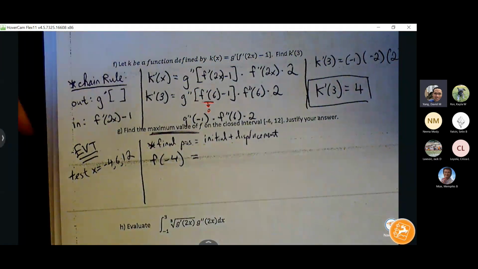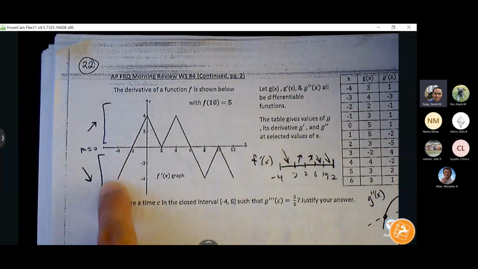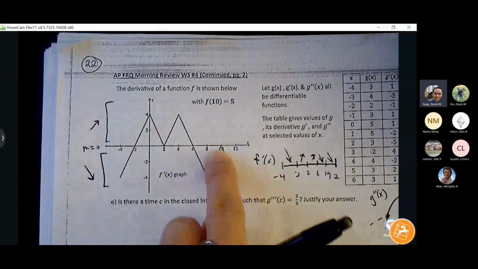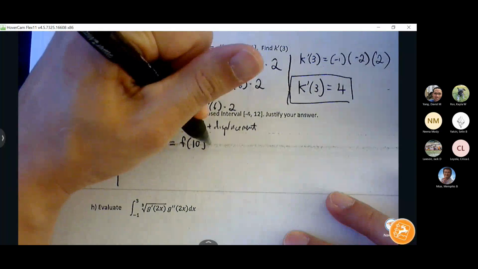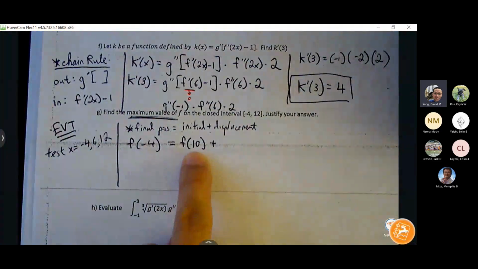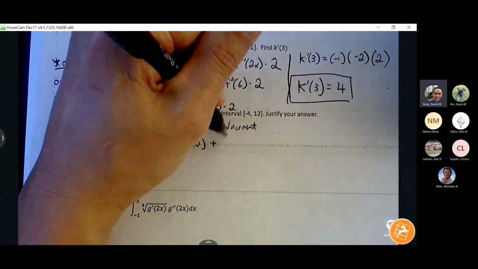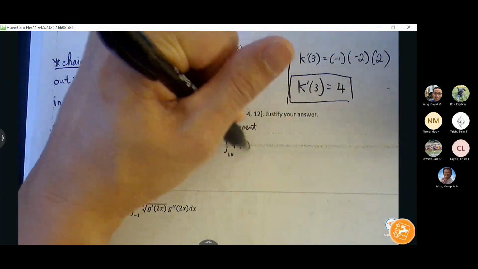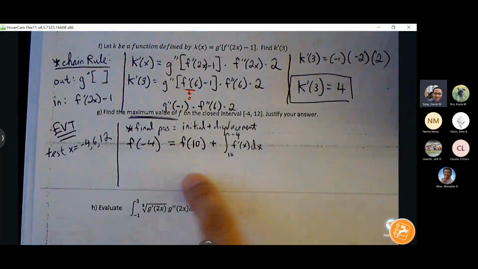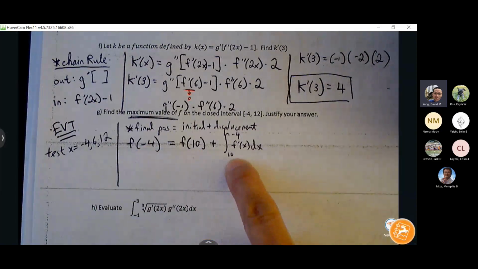Equals initial. Now, initial is always going to be whatever is given to you. It's not always going to start on the furthest left. In this case, it's given to us as f of 10. So we have to start at f of 10 because that's an anchor point given to us, and we have to make our way backwards to -4. So displacement is the integral from 10 to -4 of f prime. Notice that I'm going backwards here, but I'm forced into it because I'm starting here and ending here, so I need to show that in my integral from 10 to -4.